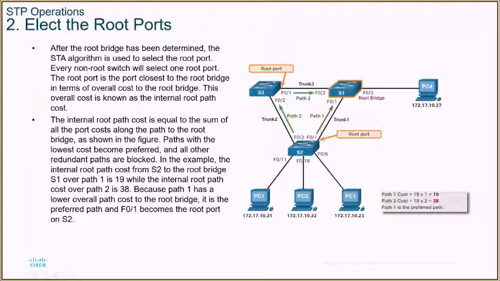So we'll talk about switch 2, so it's this one here. Of course it's Fast Ethernet, so it's 19 per link. This has only got one link, and so it's 19, while this one of course goes over 2, so it's going to end up being 38.